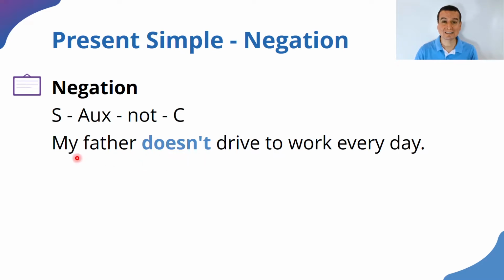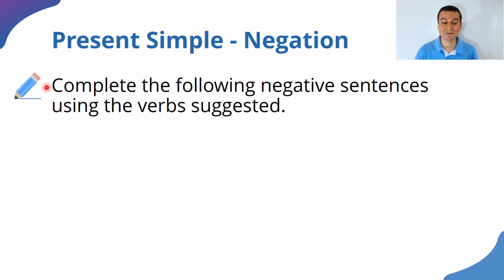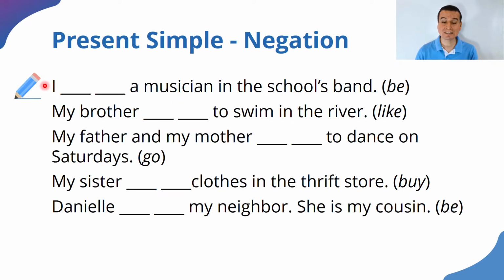We're going to practice that with this simple activity. Complete the following negative sentences, okay, they are all negative, using the verbs suggested. As you can see, at the end of each sentence, there's a verb in parentheses. That is the verb that you need to use in the sentence. So in that case, you are going to negate that verb. How?